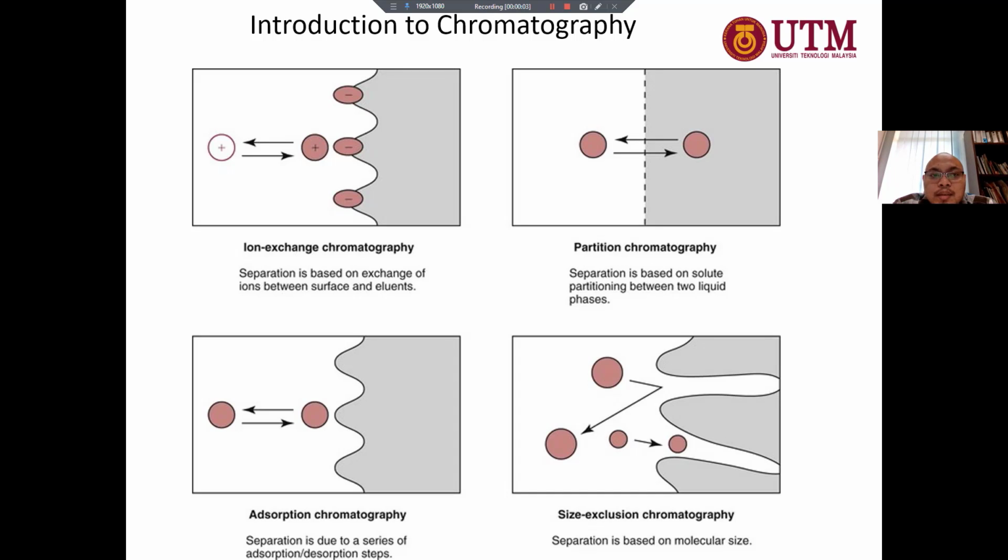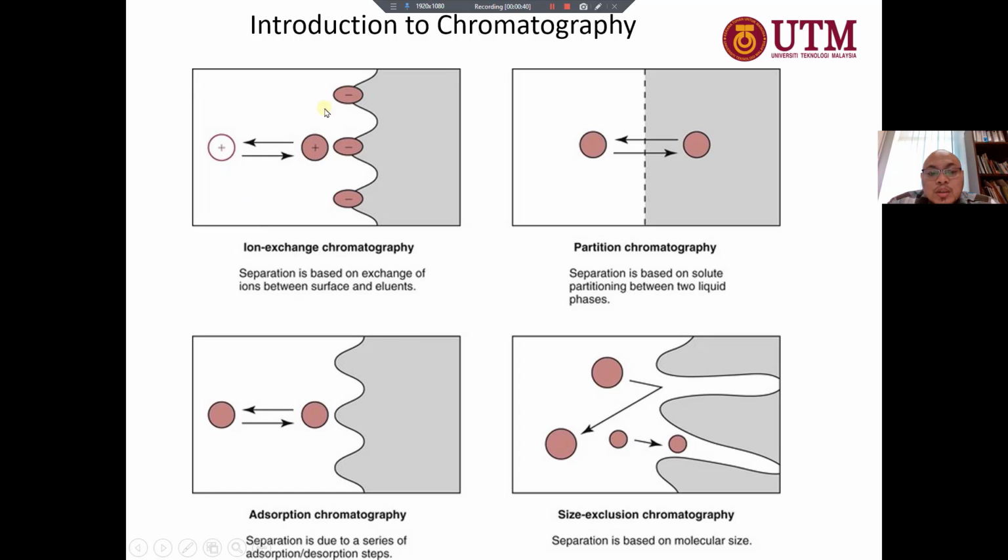Okay, let's go for the summary of the basis of interaction. The first is partition chromatography, separating based on solute partitioning between two liquid phases. Actually, it's not necessarily two liquid phases, it can be two immiscible phases, for example gas and liquid. But it is most popularly known for two immiscible liquid phases.